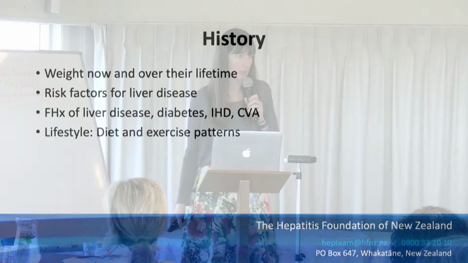Other risk factors for liver disease, so presence of diabetes, alcohol consumption, risk factors for viral hepatitis, and then the family history of liver disease, diabetes, ischemic heart disease and stroke, because these things do have a genetic clustering, and so are they going to be at increased risk of complications because you know that their father had a stroke at 50, their mother had a heart attack at 50, then this person really needs to look at their physiology because they've obviously got genes that are going to lend them to more complications.